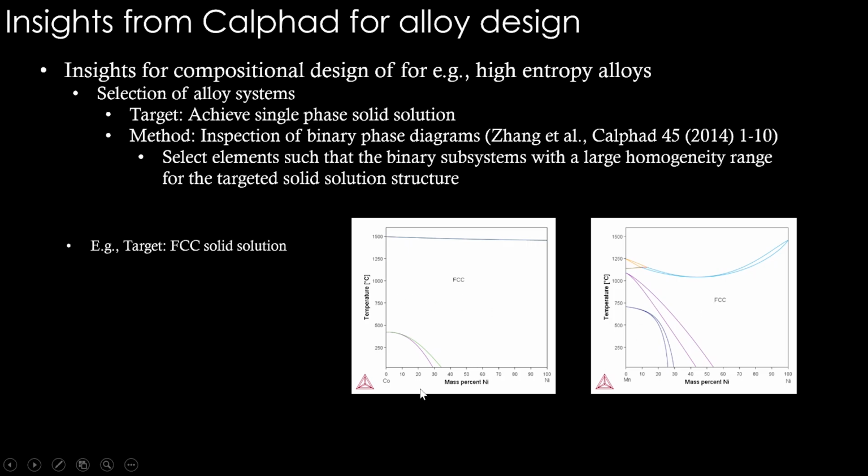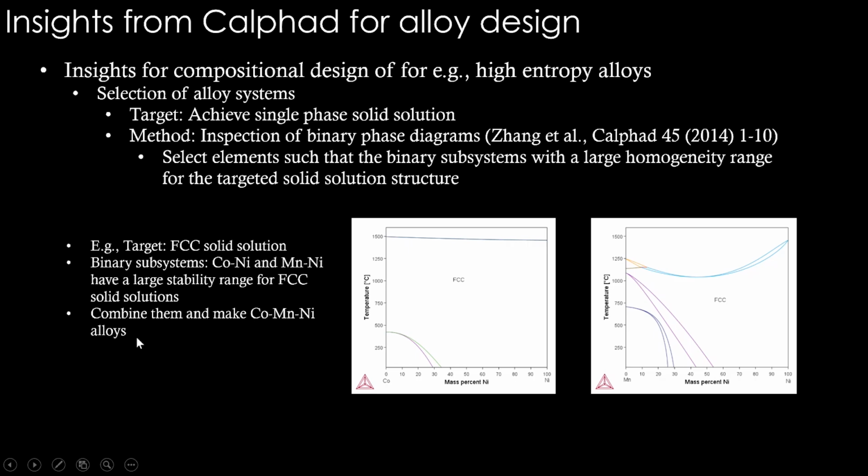So if we combine these two binaries, Co-Ni and Mn-Ni, nickel is common to both. If we make a Co, Mn and Ni alloy, by selecting these three elements there is a high chance that we achieve single FCC. So the binary subsystems Co-Ni and Mn-Ni have a large stability range for FCC solid solutions. Therefore, combine them and make Co, Mn and Ni alloys. If that is done, we can say single phase FCC is favored in such a system. So this tendency to FCC formation is sensed based on this analysis. In that we can select particular compositions which give the best FCC range or which have the lowest amount of costlier elements like cobalt. Those criteria can be applied.